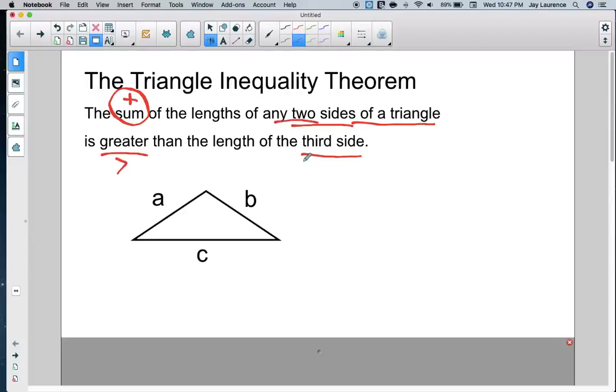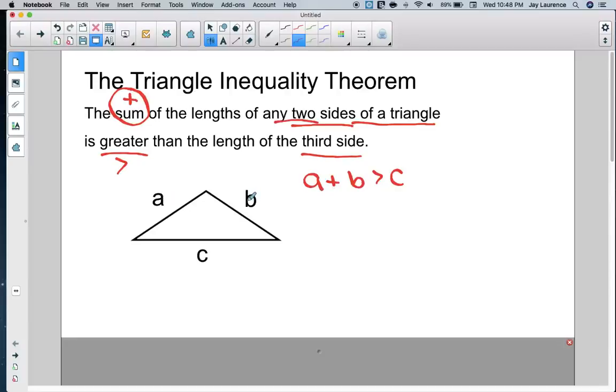So I'm going to write an inequality based on this triangle ABC. I know that if I add A and B together, that must be greater than C. How do I know that? I just used the triangle inequality theorem right there. Right now, I want you to go ahead and pause the video and write the other two inequalities that you can get from this triangle. All right, hopefully you've done that. If you haven't, pause the video and write the other two inequalities. Now, here's a hint. All of them should be addition problems.